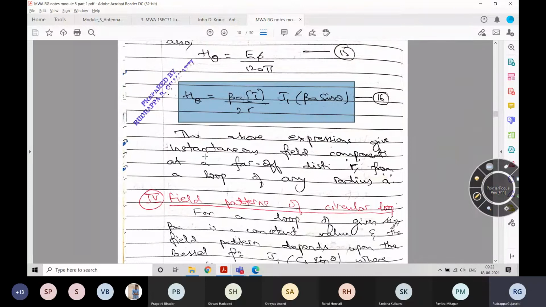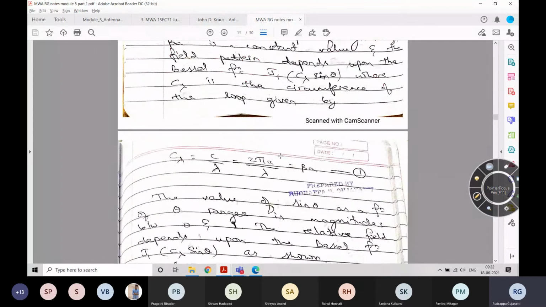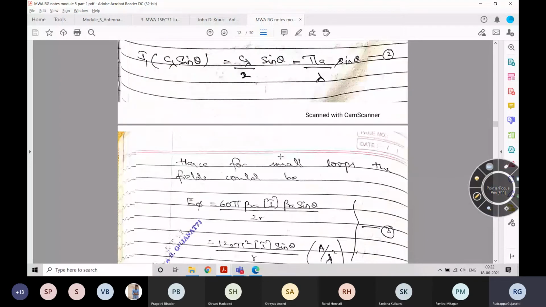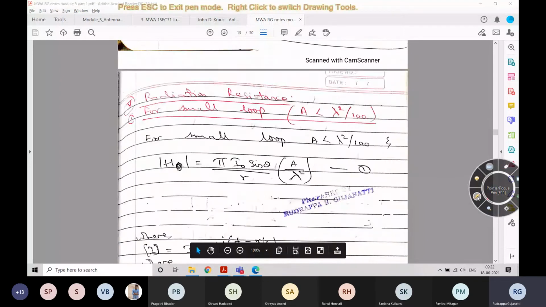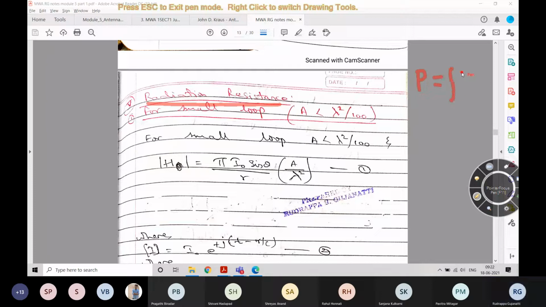Based on this, we tried to see the field parameters for the small loop and the large loop, and using those we obtain the radiation resistance. In order to obtain the radiation resistance, first we try to obtain the total power that is radiated by the antenna under consideration. In this case, it is the small loop that we are considering.